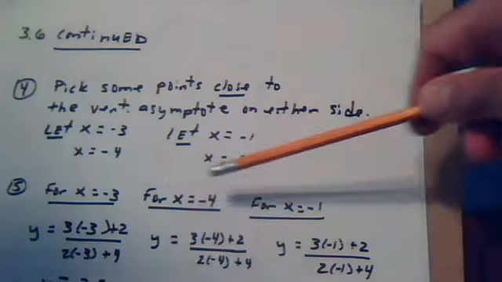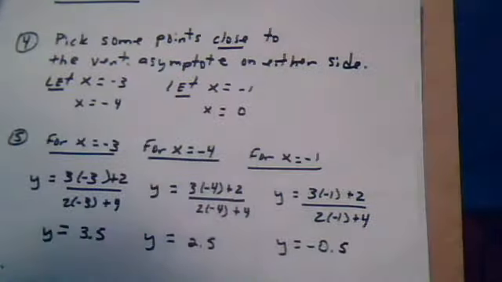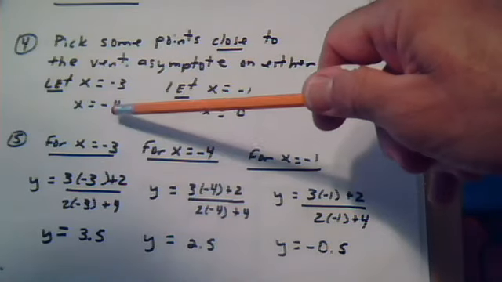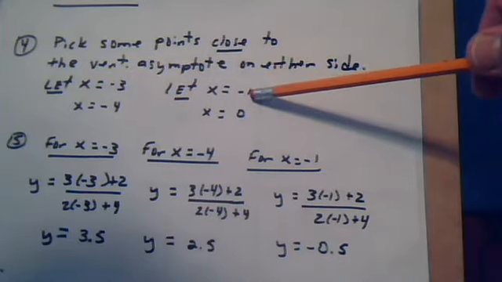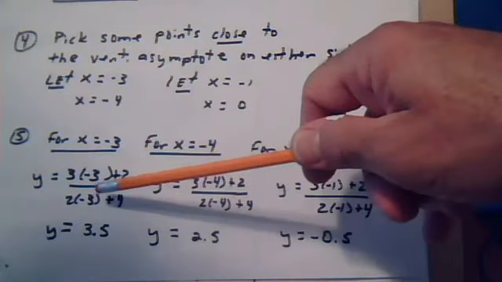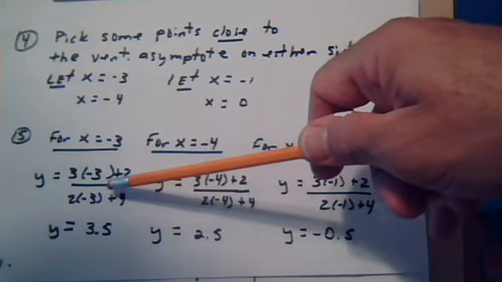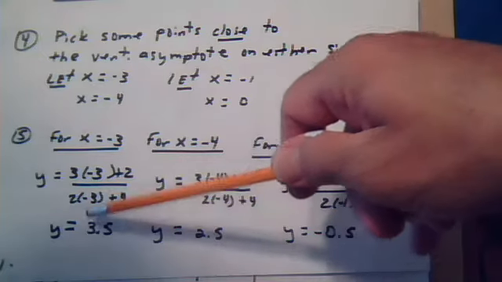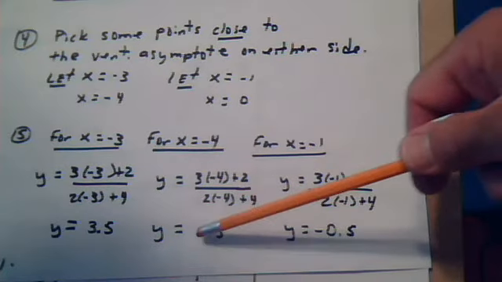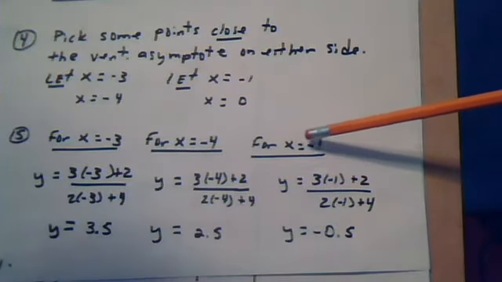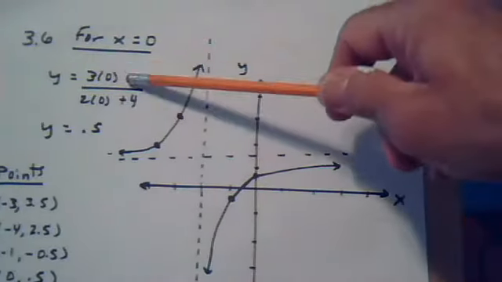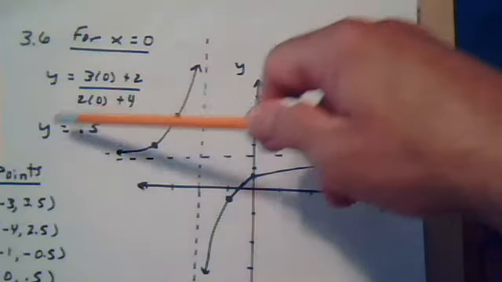So here are the x's that are close to the vertical asymptote. Let x = -3, x = -4, x = -1, x = 0. Then plug them in one by one into the rational function given at the beginning and solve for y. For x = -3, y turns out to be 3.5. If x = -4, y becomes 2.5. If x = -1, y is -0.5. And if x = 0, y will be 0.5.